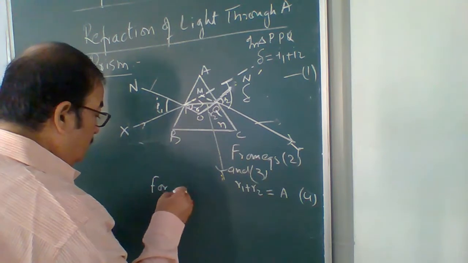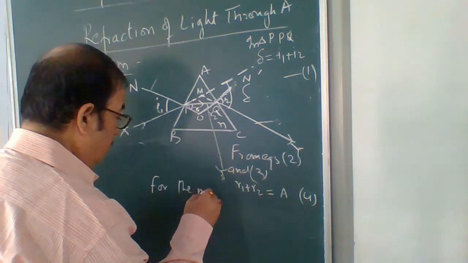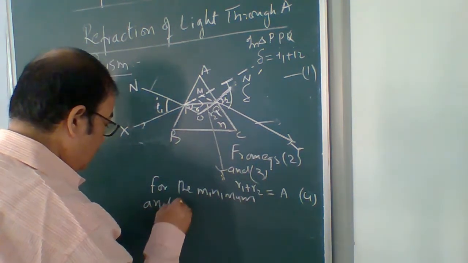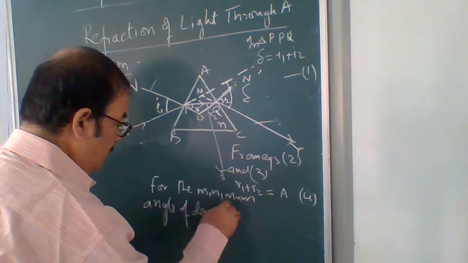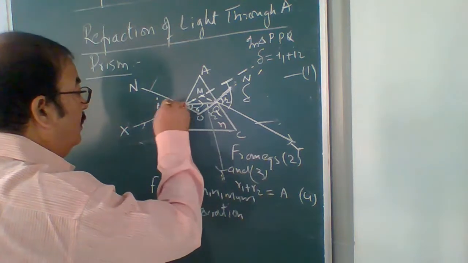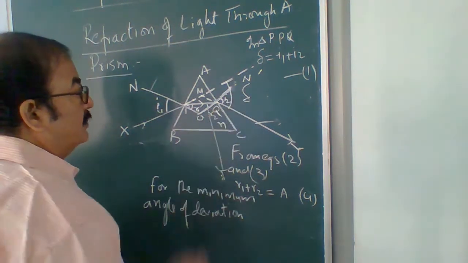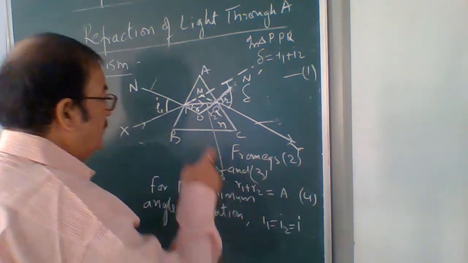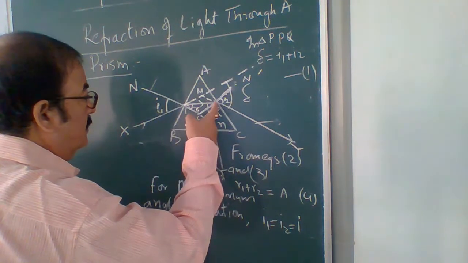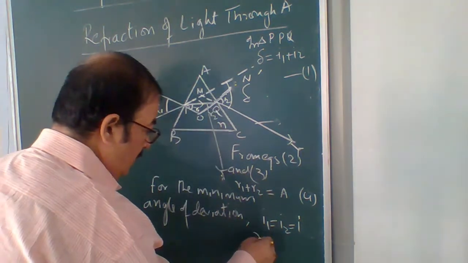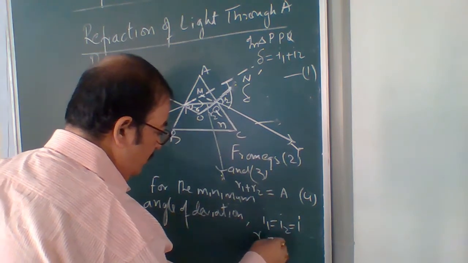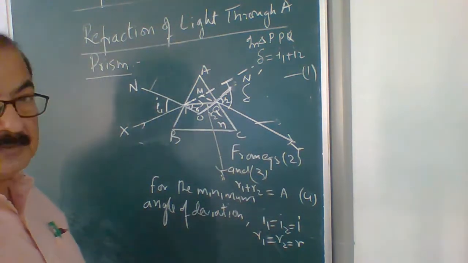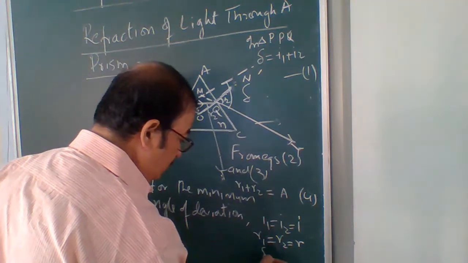For the minimum angular deviation, here the angle of incidence and angle of emergence I1, I2 they are equal. I1 equal to I2 equal to I. Similarly, the angle of refraction at this point and the angle of refraction at this point will also be equal. R1 equal to R2 equal to R. These two things are there, and we write delta as delta minimum.